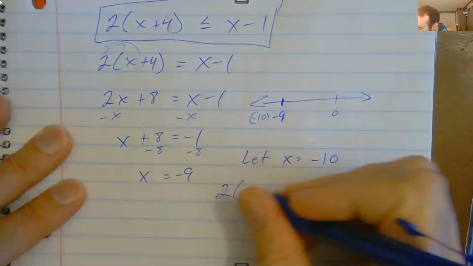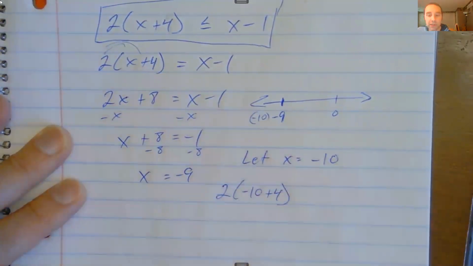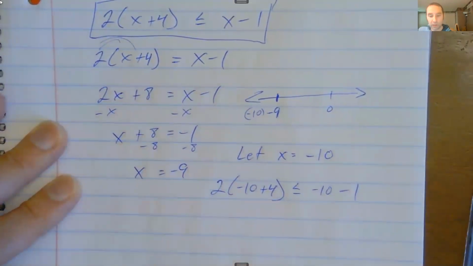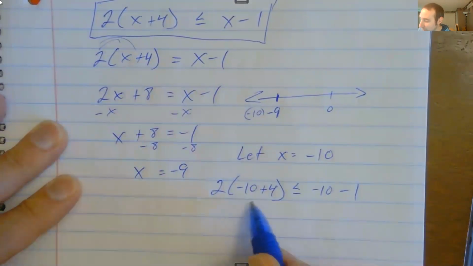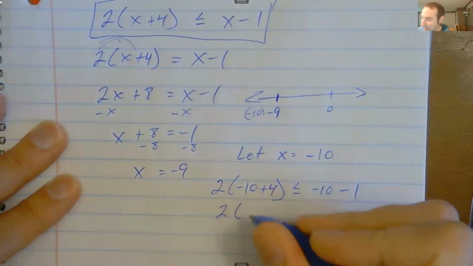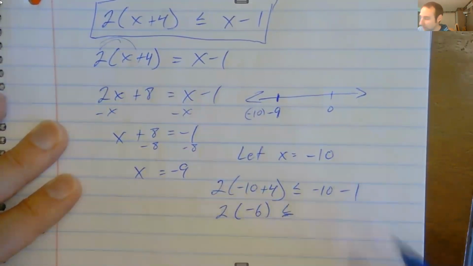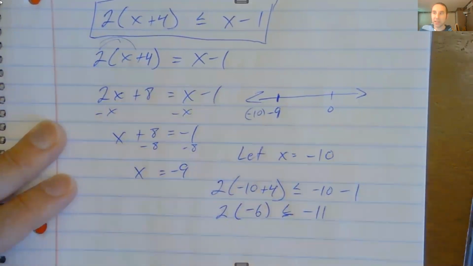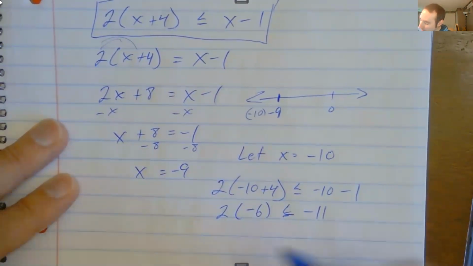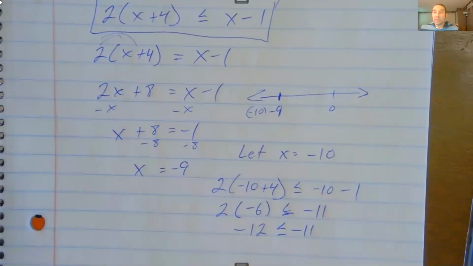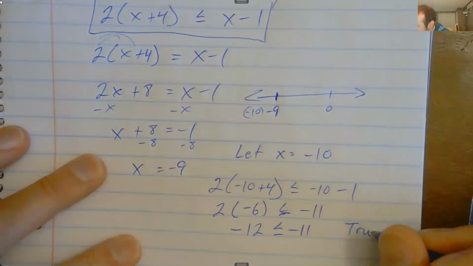I'm going to write this one out. 2 times the quantity negative 10 plus 4 is less than or equal to negative 10 minus 1. Follow order of operations. I do what's in parentheses first. So I'm going to take 2 times negative 10 plus 4, which is negative 6, less than or equal to negative 10 minus 1, which is negative 11. Negative 10 plus a negative 1. And then I get 2 times negative 6, that's negative 12, is less than or equal to negative 11. And so now we just ask ourselves a question, is that true or false? Is it true or false that negative 12 is less than or equal to negative 11? And it absolutely is. That is something that is true.